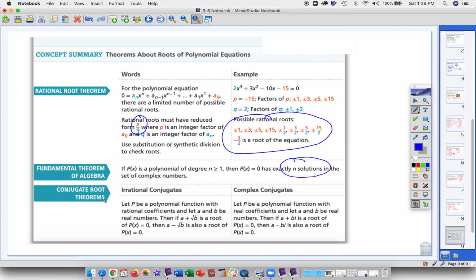And then the conjugate root theorems, so just remember they have to occur in conjugate pairs when you have real coefficients. So if a plus root b is a root, then a minus root b is a root. For complex conjugates, if we have real coefficients, if a plus bi is a root, then a minus bi is also a root.